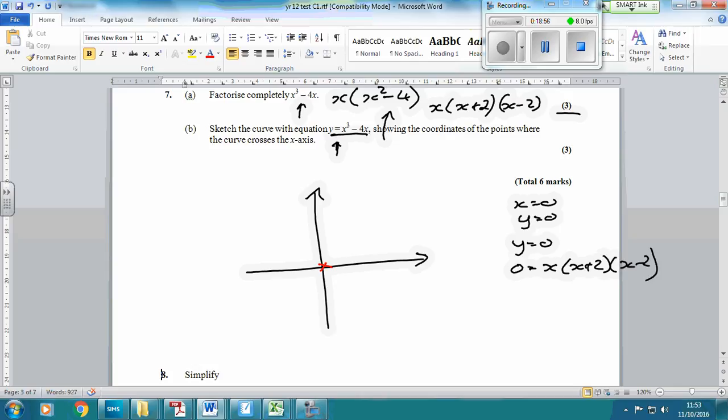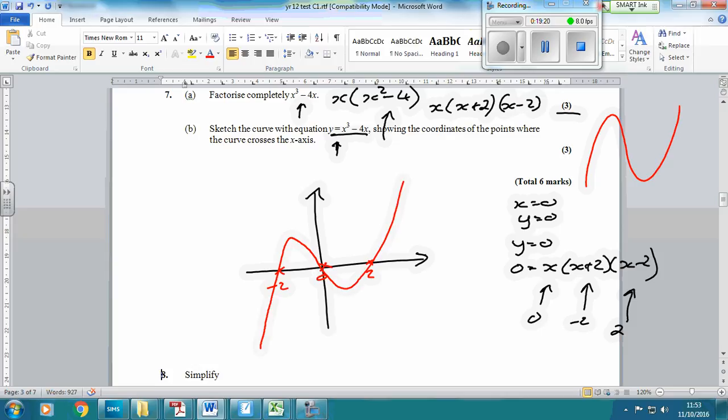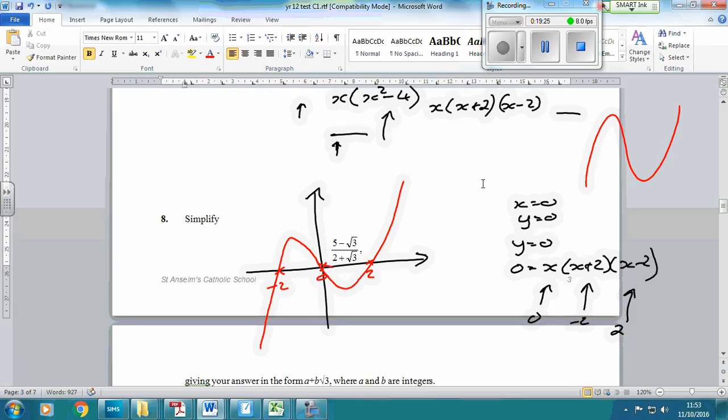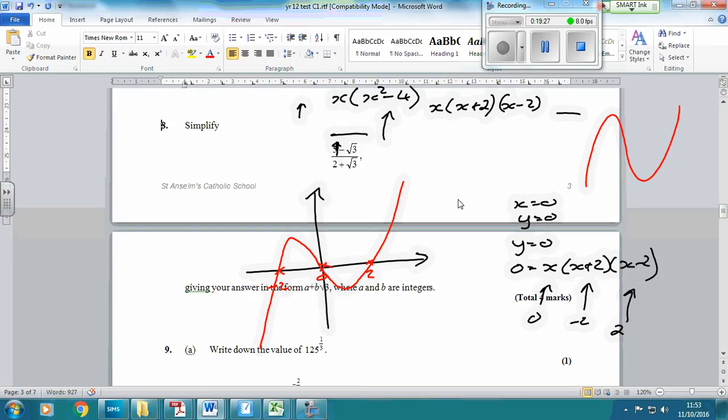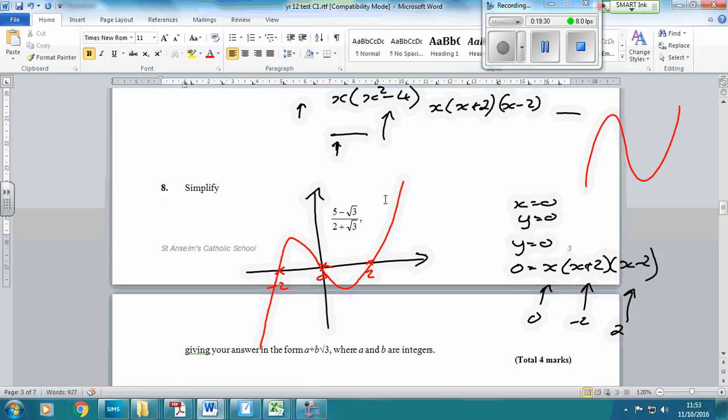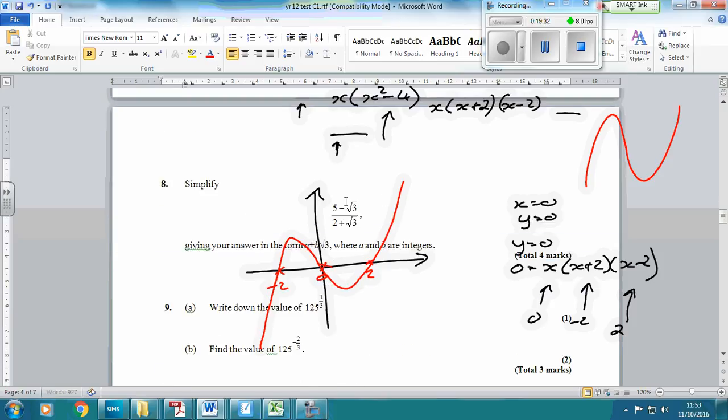And you've got to set each of these equal to 0. So that's going to be 0. That's going to be minus 2. That's going to be 2. Therefore, it's going to go through at minus 2, 0, and 2. Now, because you know it's a cubic, we know that cubic looks like that. So it's going to go up there, down there, and up there. And that's that one done. Again, 6 marks, which if you do a little bit of practice with, you should be okay. Right, so let's have a look at question 8.